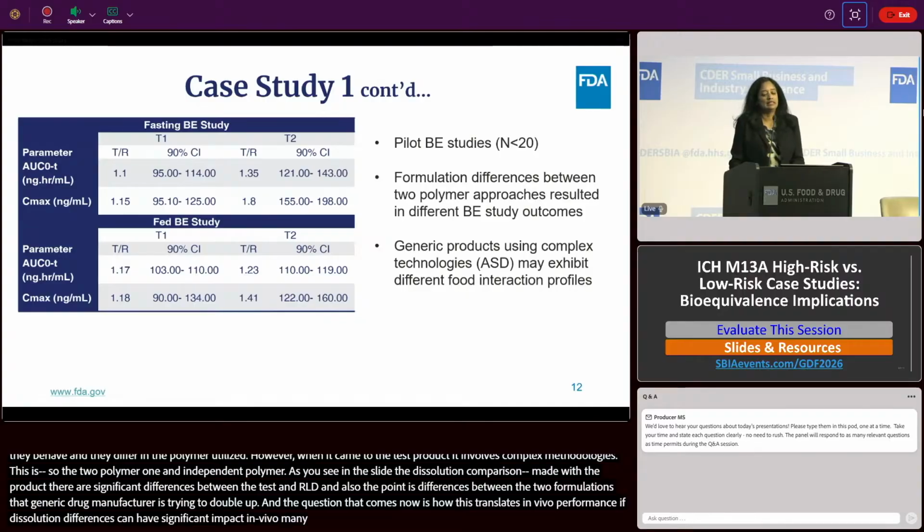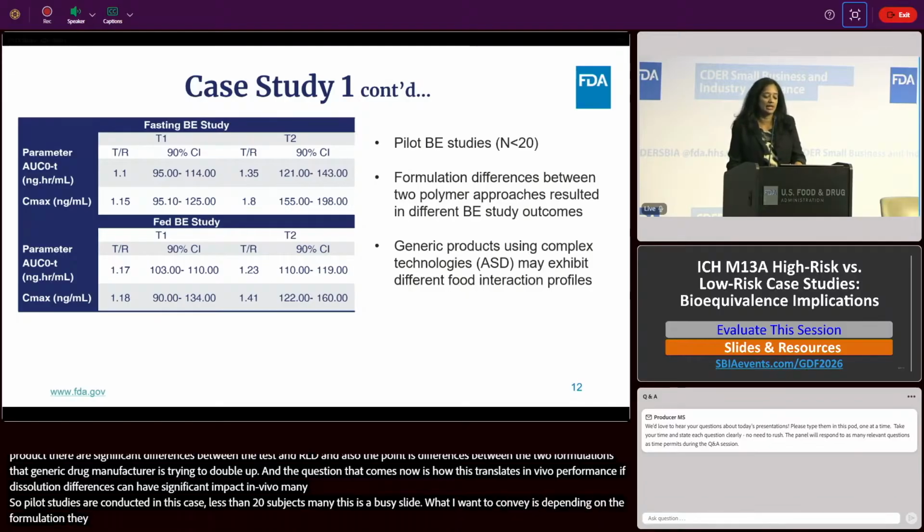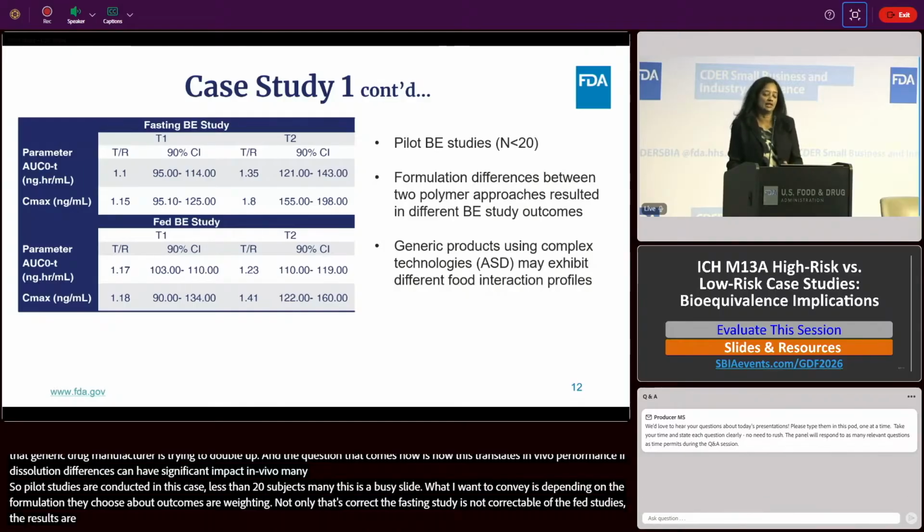So pilot studies are conducted in this case, with less than 20 subjects. And I understand this is a busy slide, but the message I want to convey is that depending upon the formulation they choose, pH dependent or pH independent, the BE outcomes are varying. And not only that, the fasting study is not predictive of the fed study. The results are varying between the formulations and also between the conditions.